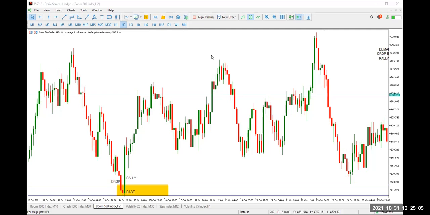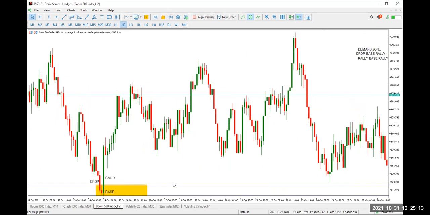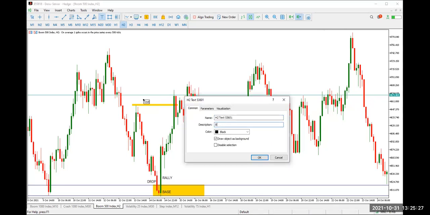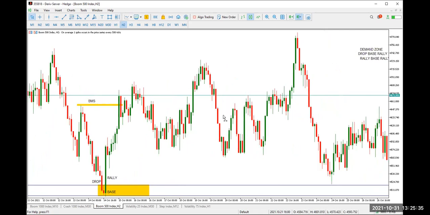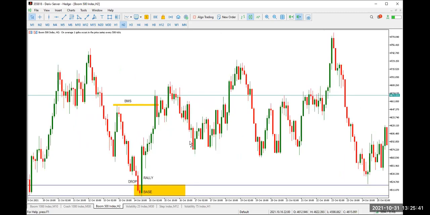As you can see, you see how the market respected this demand zone. If you are a good trader and you spotted this demand zone here, you will know it. Not just a demand zone, it broke a structure here. There's a BMS here, a break of market structure. So if you're a good trader, this is a place you could have been willing to take the trade. That is a demand zone, which you call a drop, a base, a rally.